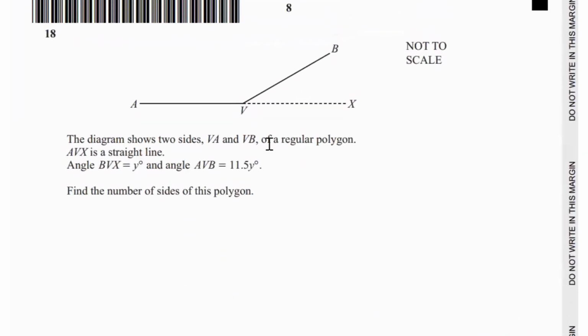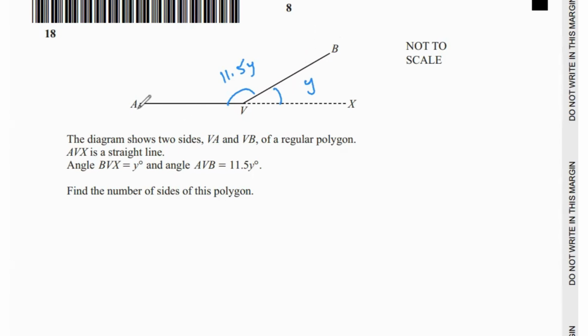Question 18 says the diagram shows two sides, VA and VB, of a regular polygon. AVX is a straight line. Angle BVX is Y and angle AVB is 11.5 Y. We need to find the number of sides of this polygon.